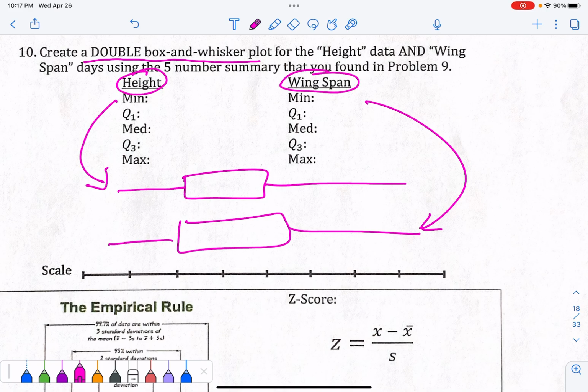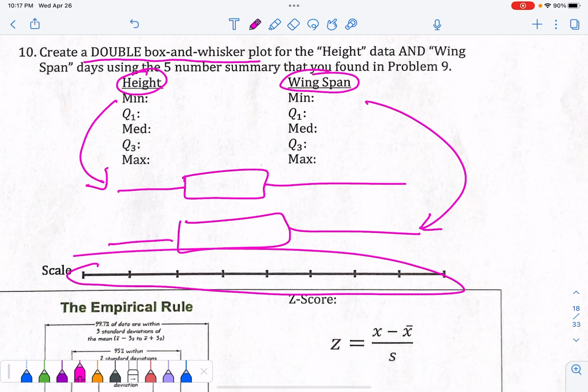It's a double box and whisker plot. You put them on top of each other. Make sure you label this scale according to what you want. I don't know if you go by 5s or 10s or whatever you need to do, but there's that. Okay, so find your 5-number summary first. Do your box and whisker plot, but one on top of each other. Okay, all right, next thing.